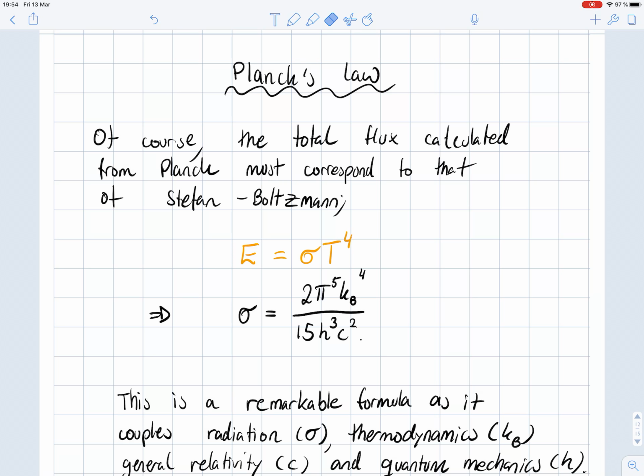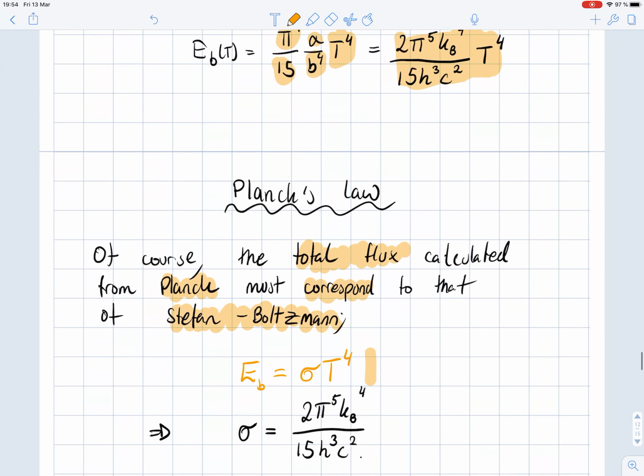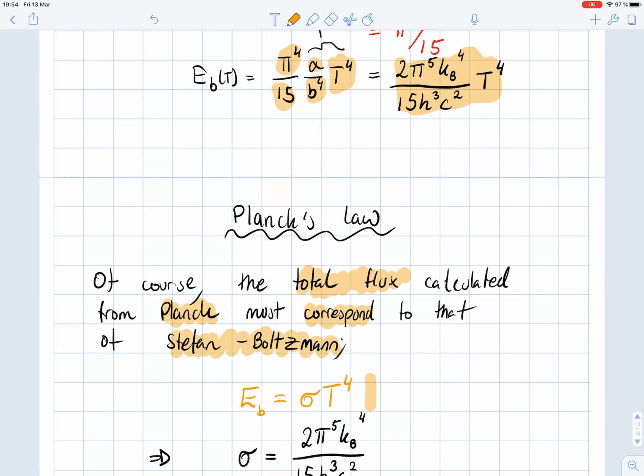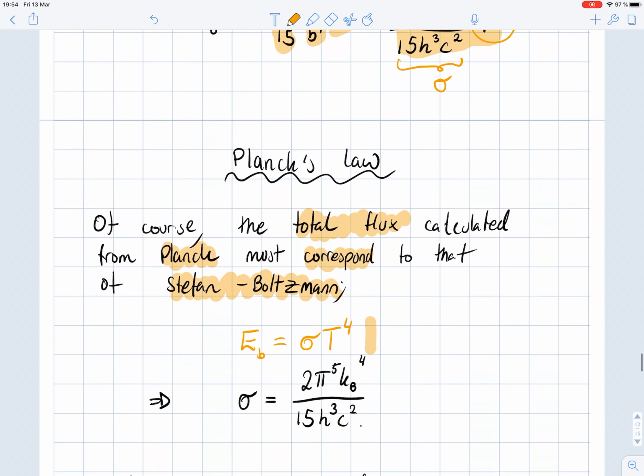As I mentioned in the introduction, this total flux calculated from Planck's law must correspond to that of Stefan-Boltzmann, because it's essentially the same thing. In Stefan-Boltzmann, we had that the energy of this black body, so there should be a B here, equals sigma times temperature to the power 4. And if you look at what we had here, we had something times T to the power 4. That means that this something has to equal sigma.